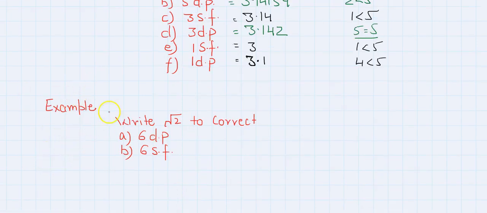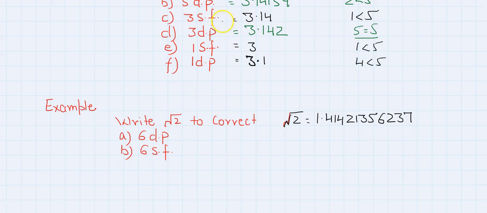Let's take another example. Write root 2 correct to 6 decimal places and 6 significant figures. If you check, root 2 is equal to 1.4142135 6237. We need not write more digits because we have to write up to 6 decimal places.